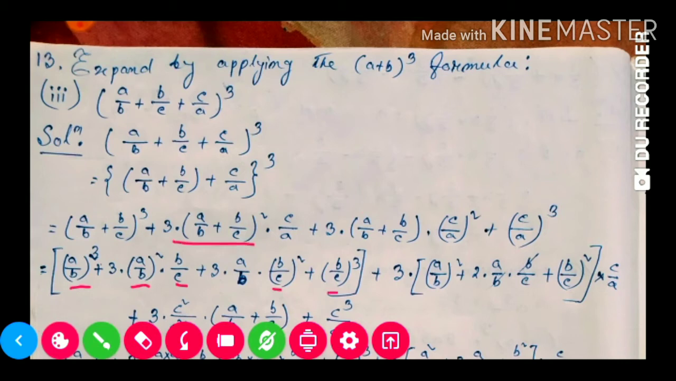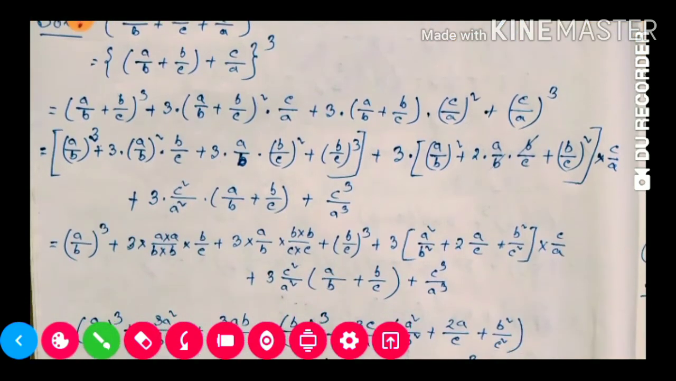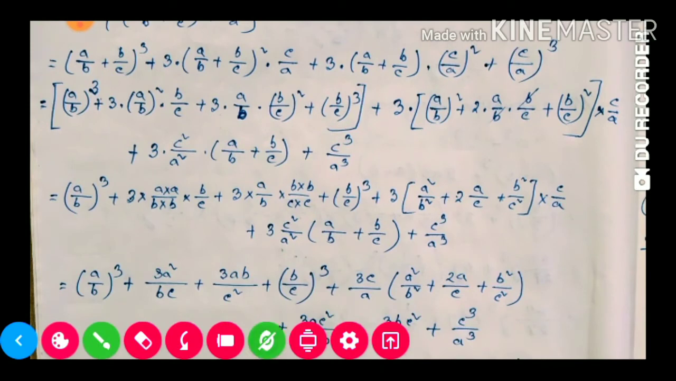Now this portion you will see. This one is an a plus b whole square formula. So a square plus twice ab plus b square, into this portion. Then this one will remain the same, because here we are not able to apply any formula. And this one also will remain the same. Now see, from here we got what we got from this line.